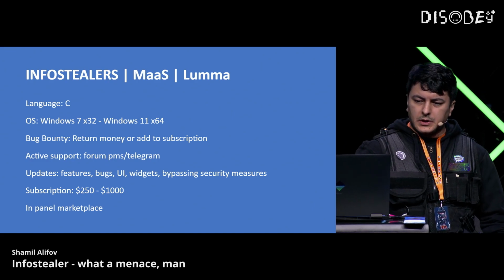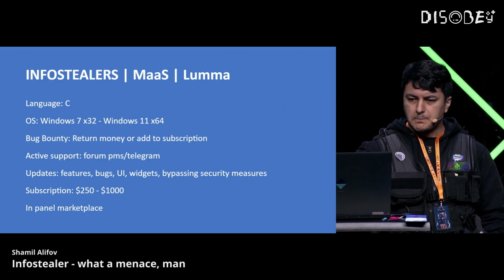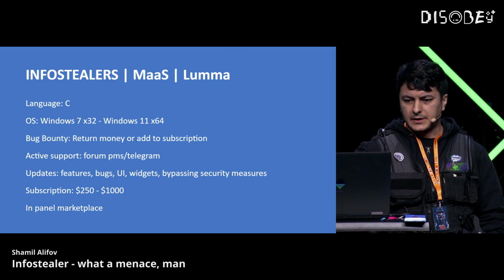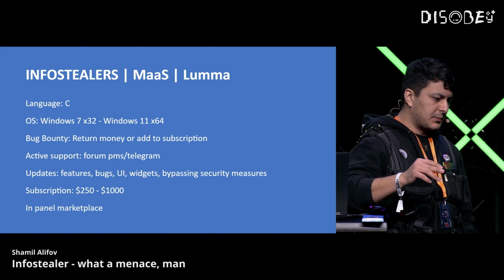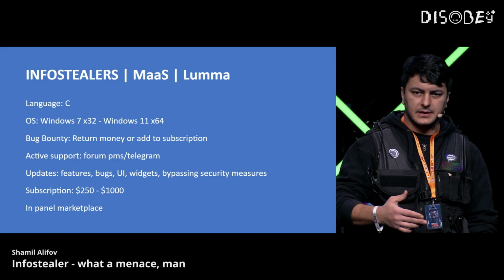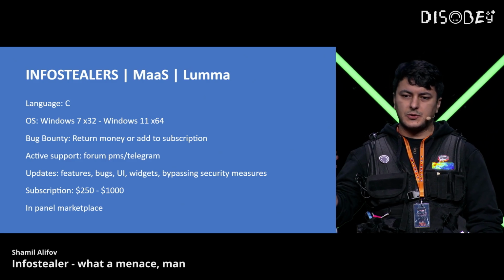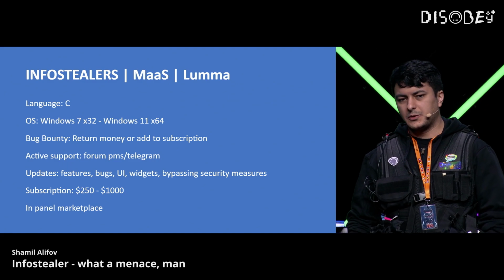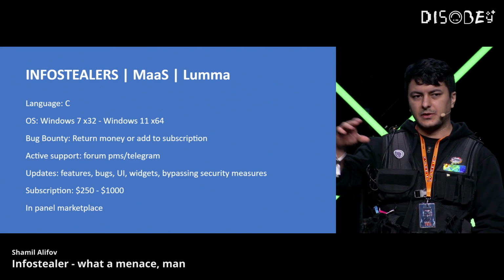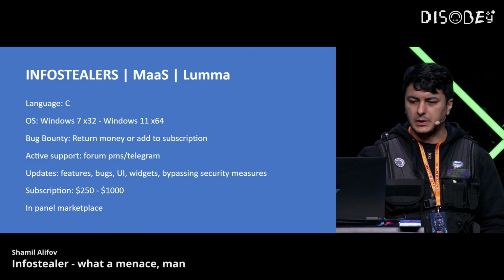Subscriptions are between $250 and $1,000, and this Luma infostealer has an in-panel marketplace. For example, let's say a person buys a subscription and infects multiple victims, chooses what kind of credentials to use, and if they don't need a particular victim, they can put it on the panel marketplace for someone else to buy.